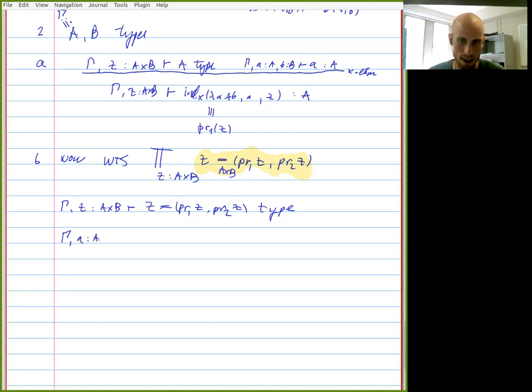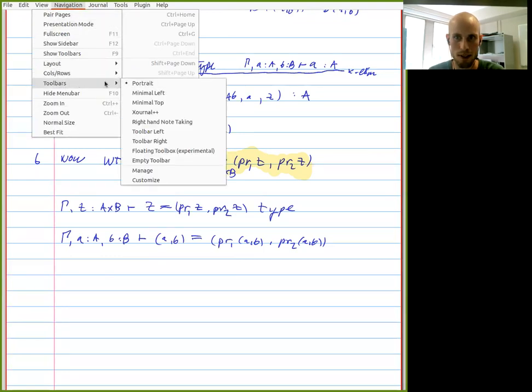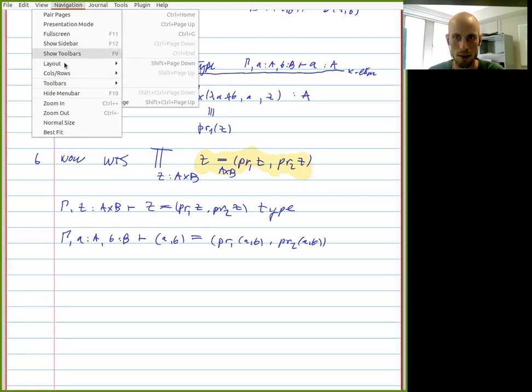So I have A and B and B. And I need to supply a term where now Z is the pair A comma B. And on the right-hand side, I'm applying the two projections. So I need to give a term of this type. Oh, so I didn't leave myself any space for the term. Let's see if I can quickly fix that.